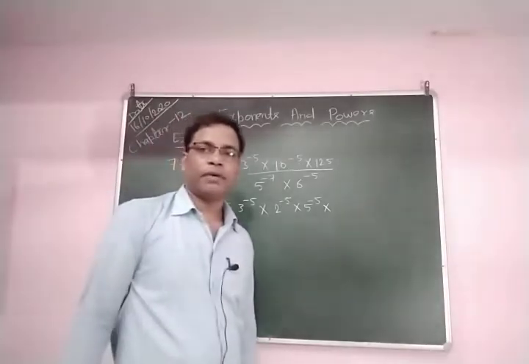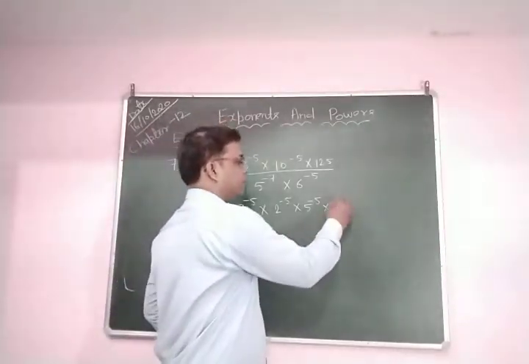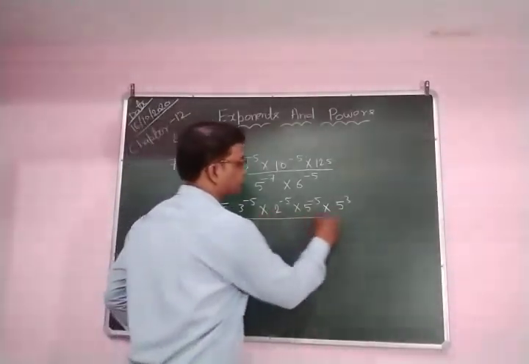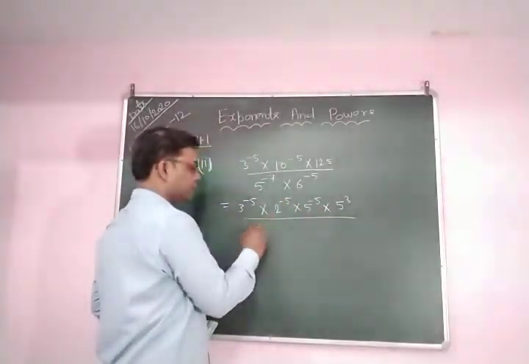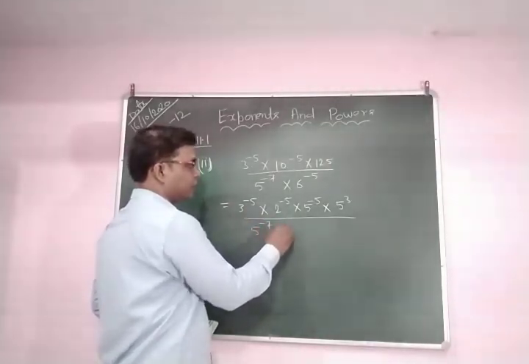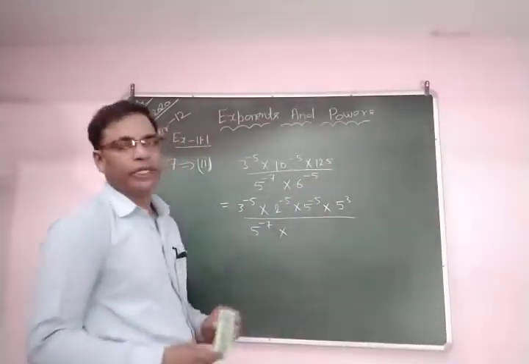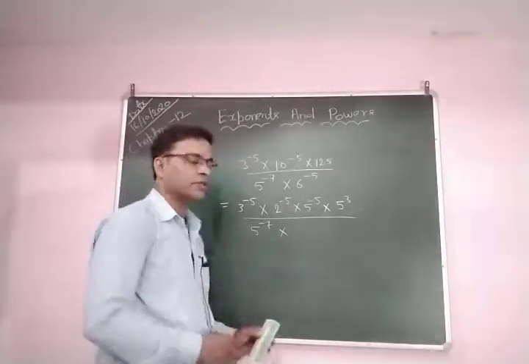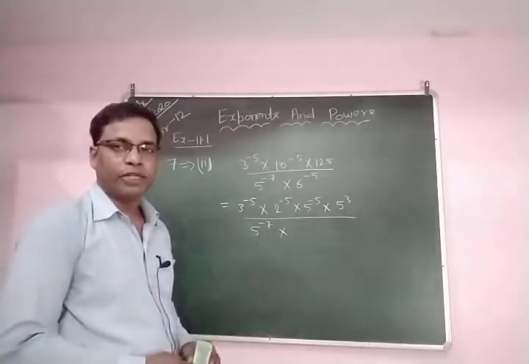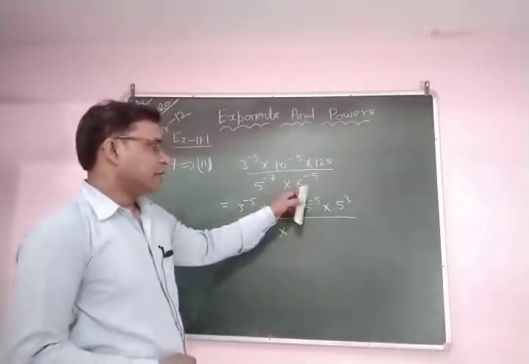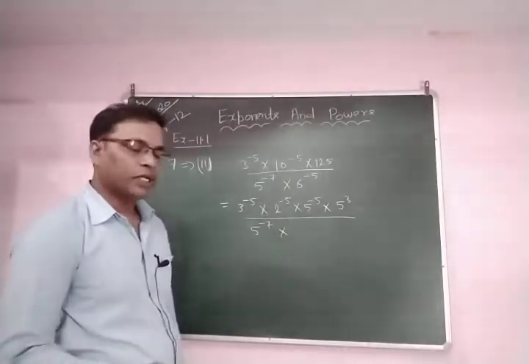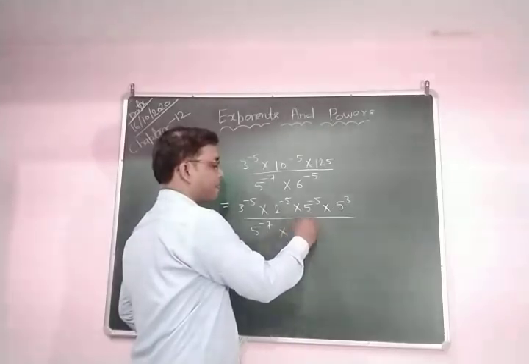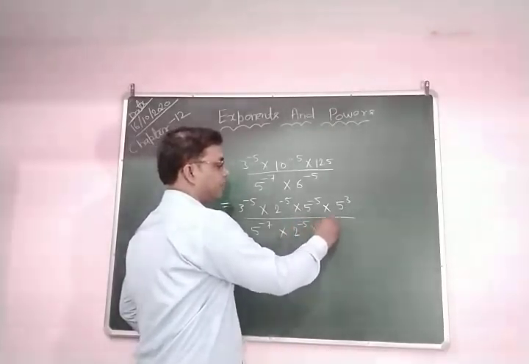125. 125 you can write, this is equal to 5 power 3, divided by 5 power 7. You can write here 5 power 7 into 6 power minus 5. What can we write for 6 power minus 5? We can write 6 power minus 5 is equal to 2 power minus 5 into 3 power minus 5.